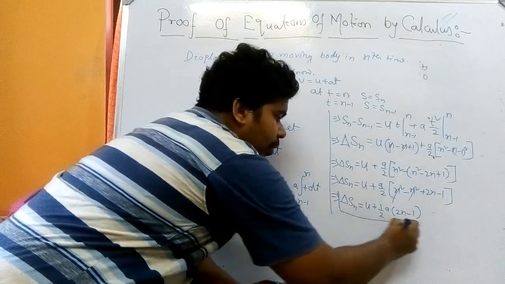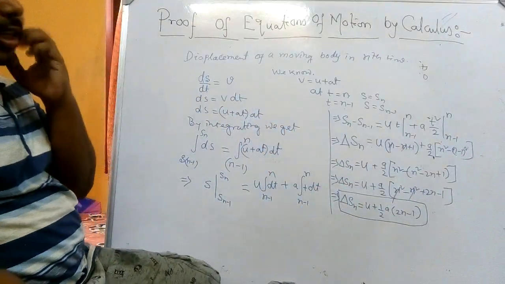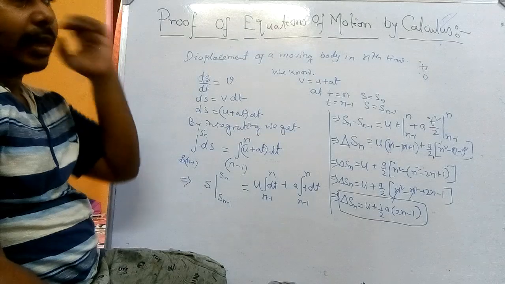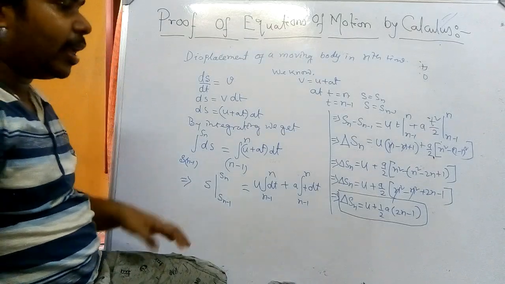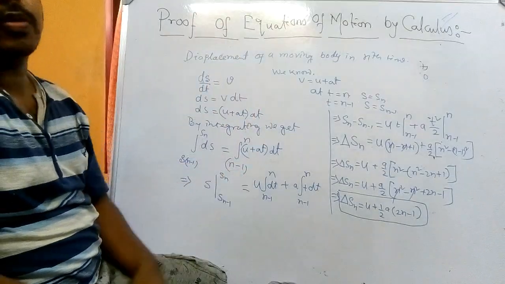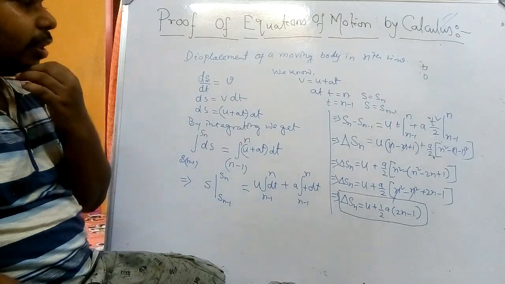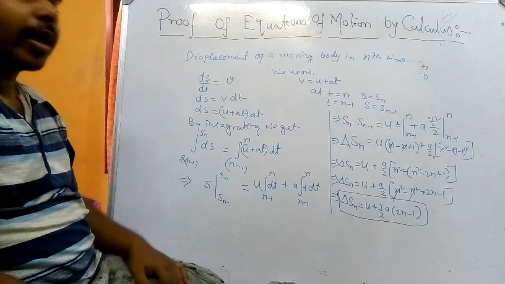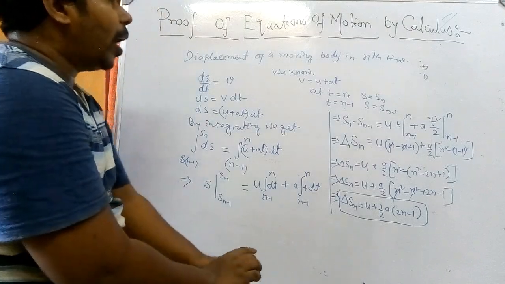That is our equation, the displacement of a body in nth second or nth time. The displacement of a body in nth time can be calculated this way. Clear? See the process. If anywhere you are feeling any doubt, you can ask me. Now coming to one more part.